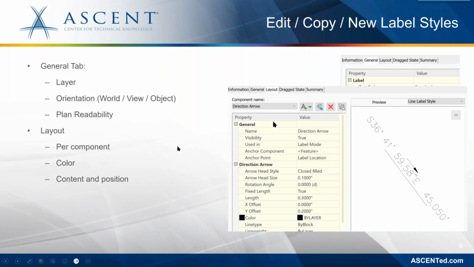On our layout tab, this is where we can control each individual component of the label. For example, we have bearing, we have distance. In this particular example, we even have a direction arrow. For each individual component, we can control the position of that component, whether it's anchored to the feature itself, or anchored to another part of the label, for example, direction or bearing.